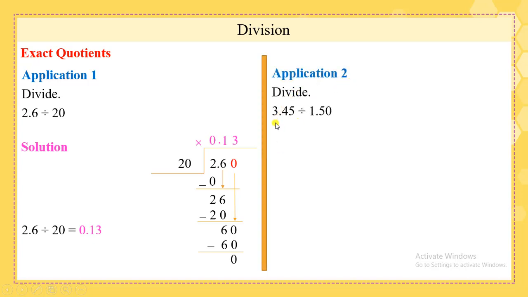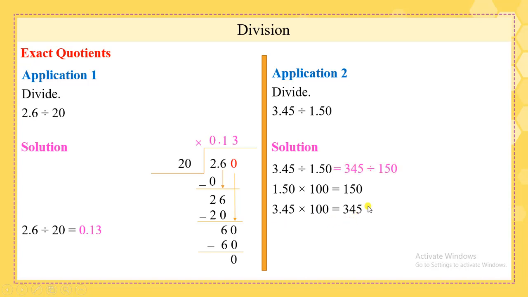Application 2. Divide 3.45 by 1.50. Please pause the video and solve the application. Get rid first of the decimal point in the divisor. Multiply by 100, it will become 150. Multiply also the dividend by 100, it will become 345. Our division operation is as follows. Now, please, we are going to arrange them.